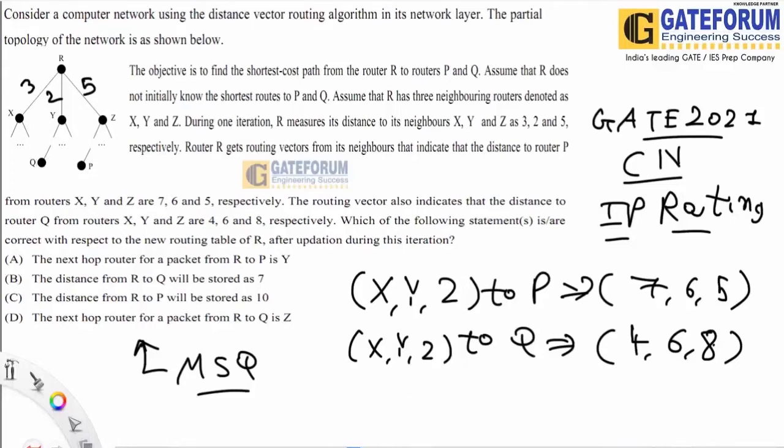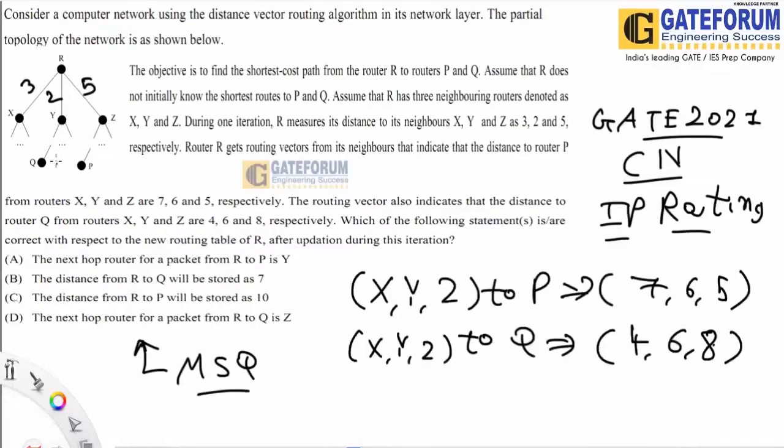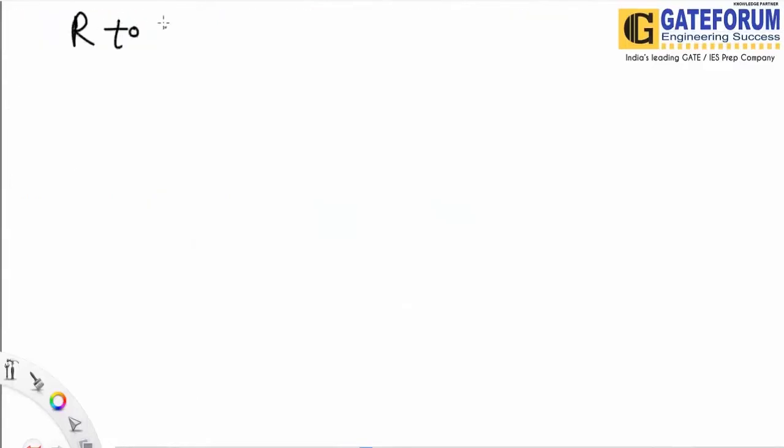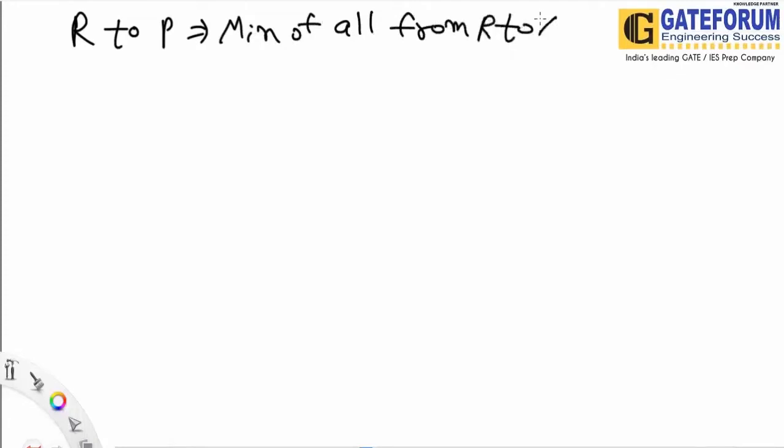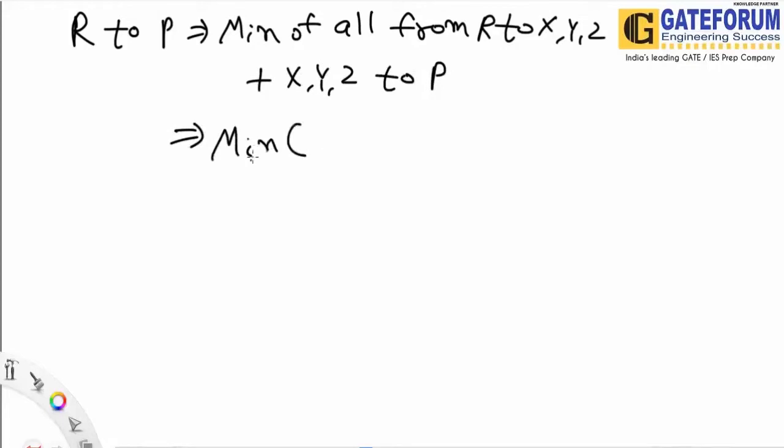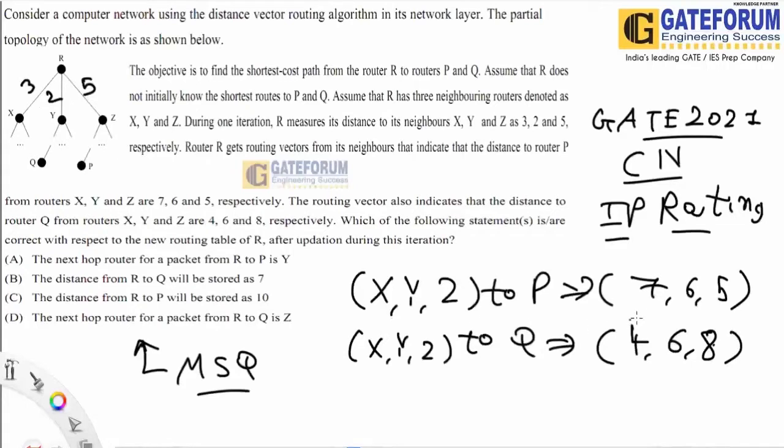So if we take router R, the first router, to P, let's try with P first. If we want to calculate R to P, then it's the minimum of R to XYZ plus XYZ to P. That means it will always calculate the minimum value. So what is the value of R to X? R to X is 3 and X to P is 7.